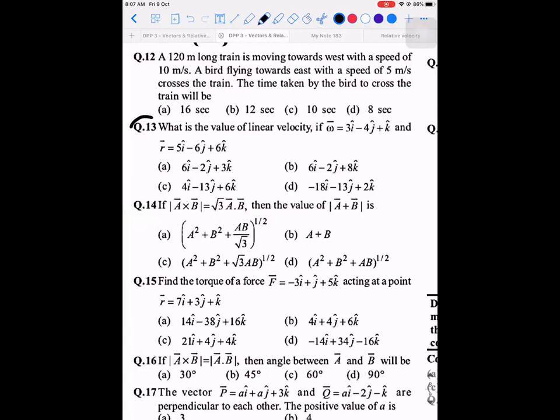This concept I'll explain once I explain circular motion. Okay. Now let's look at the 14th one. So look at the 14th question.